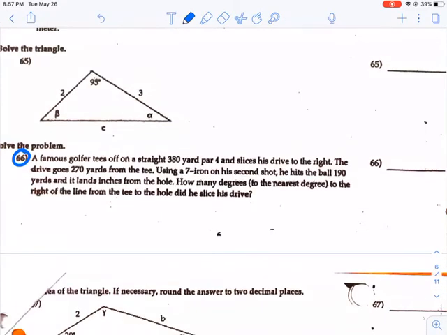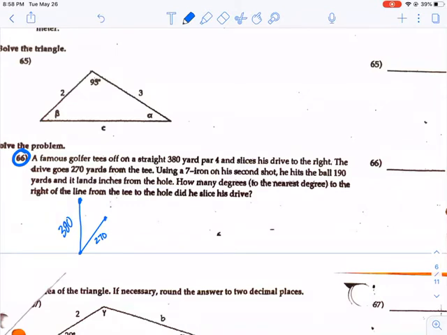All right, 66, golfer. Okay, so if he goes straight, let's say he starts here. Okay, tees off on a straight 380-yard par 4. So if he hits it straight to the hole, let's say it's there, that's 380 yards. Now it's saying that the drive goes 270 yards from the tee. He drives to the right, and it goes 270 from where he started. Okay, so now he's way over here.